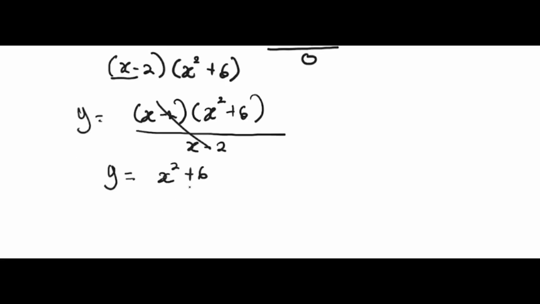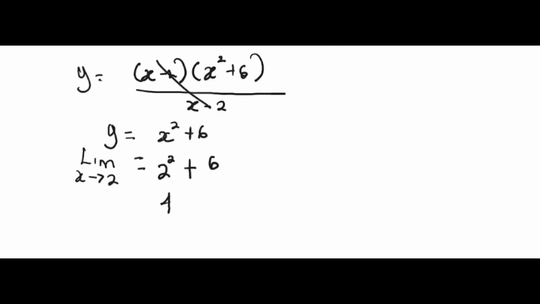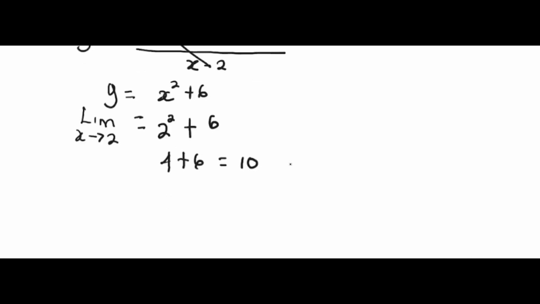So now the limit as x tends to 2 becomes 2 squared plus 6. And what's 2 squared? 2 squared is 4. 4 plus 6 will give us 10. I believe you've learned how to solve this. So anytime you see a question on limit, please don't be too fast to substitute, to replace x with what you have.